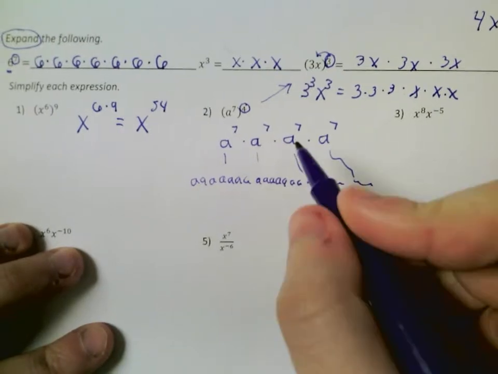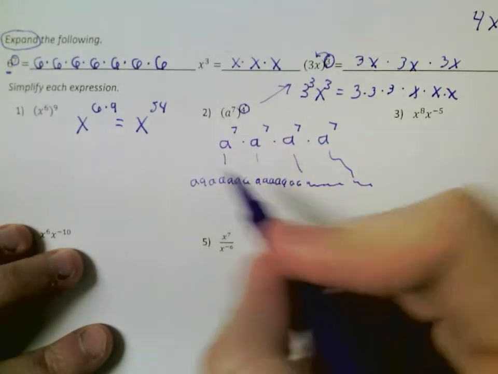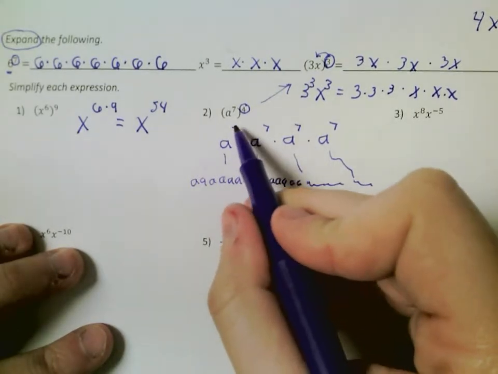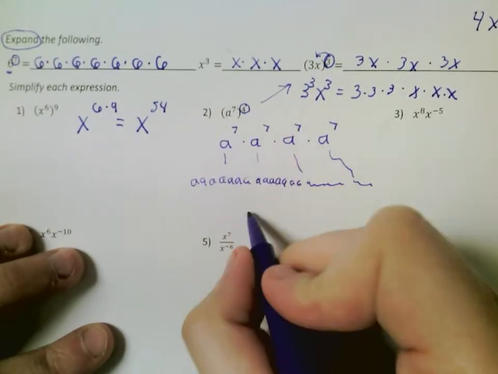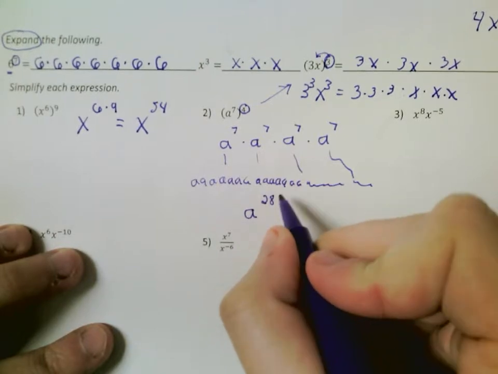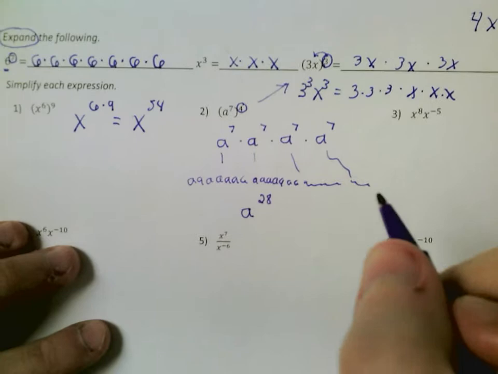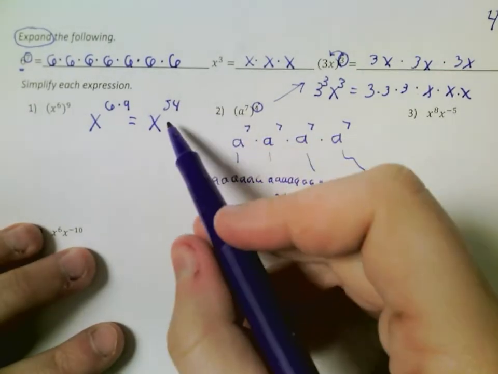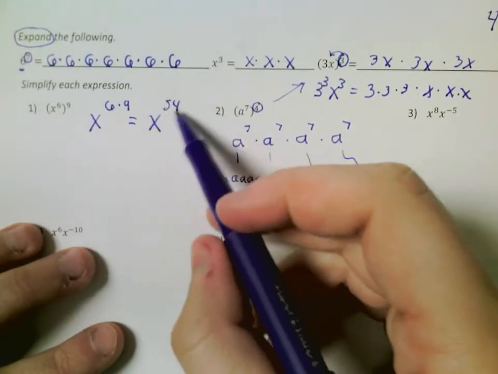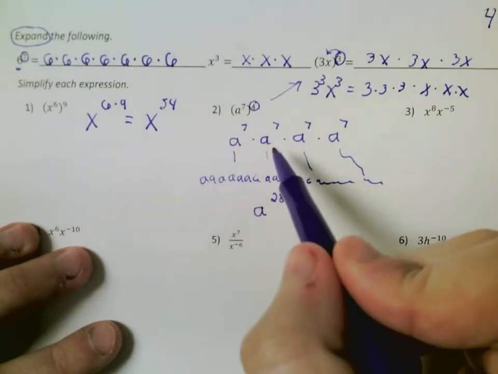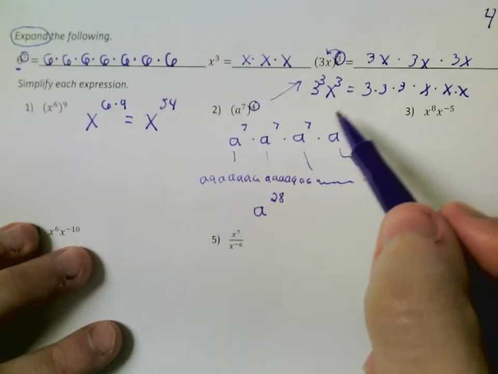Now, the whole reason that we learn all these exponent rules is so that we don't have to write this out so many times, and I can simply say 7 plus 7 plus 7 plus 7 gives me a to the 28th. So really, you would have had to write out 28 a's, and that just doesn't sound fun. Or if I look at the first one, I would have had to write out 54 x's. That would have taken me forever. So really knowing these exponent rules of when to add and when to multiply is really helpful.